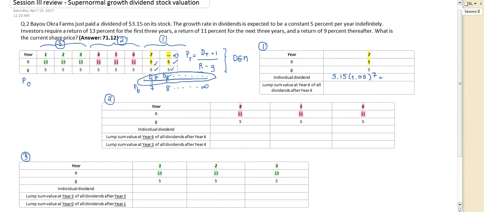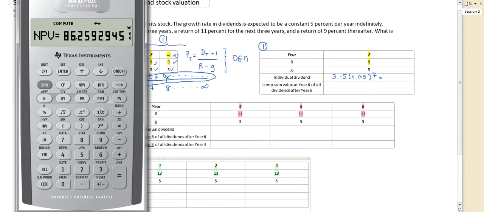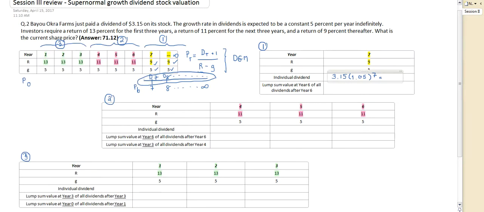When you do it on your calculator, let me show you too. For some people who get confused about how to use this, I usually work with the one that has more complication, which is the power. So 1.05 to the power of 7, equal, and times this with 3.15. So I got 4.43 for the dividend at year 7.